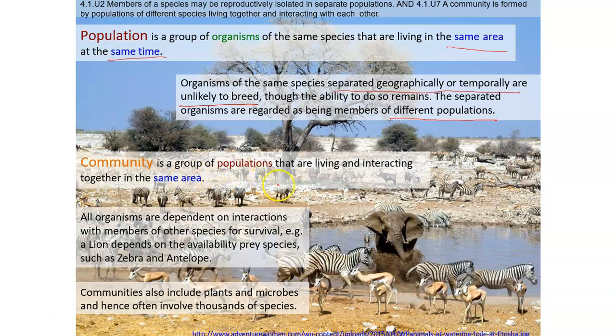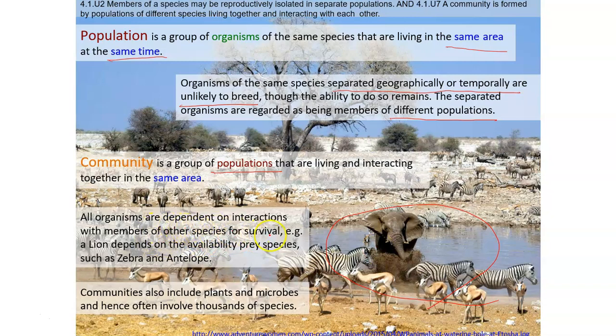Community is a group of populations that are living and interacting together in the same area. So if we have more than one population, then we will have a community. As you can see here, we have different types of animals, zebra, elephant, and these are different types of animals living in the same area. So that's why we call them a community.